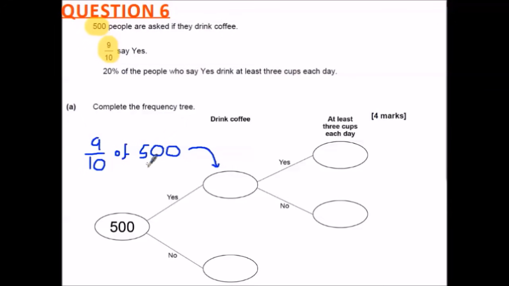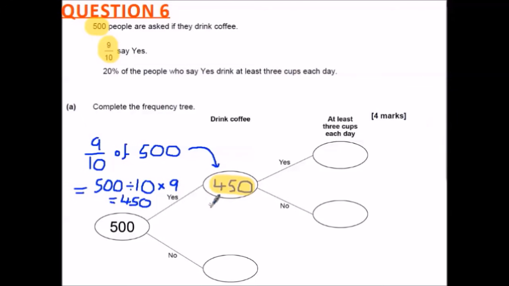First of all, 1/10 of 500 would be 500 divided by 10. 500 divided by 10 would be 50. But we want 9/10, so then we multiply that by 9. So 50 times 9 is 450. So the number of people who answered yes, they drink coffee, is 450. So 450 people say yes, I drink coffee.